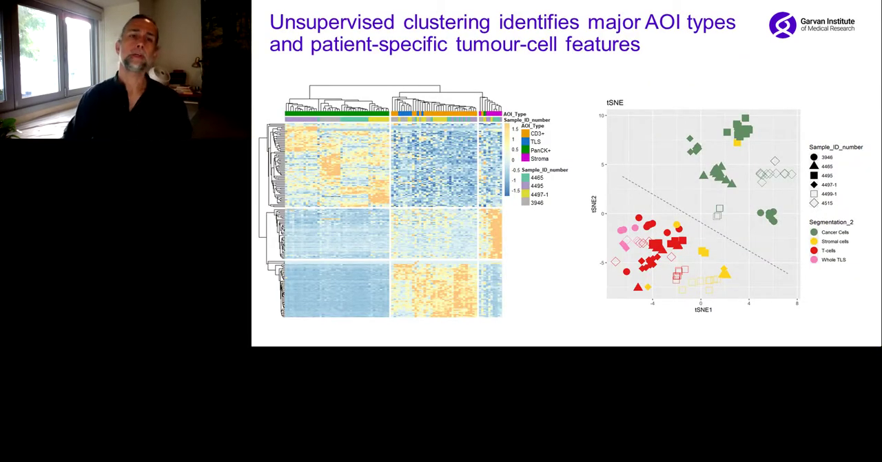So now using unsupervised clustering of this gene expression data from each of these areas of illumination, it naturally falls into blocks of gene expression here, which is really nice. The first track in the legend on the heat map here is the type of area of illumination. You can see that the cancer cells in green all cluster together. The primarily T cell and TLS derived populations cluster together, and then the stromal cells cluster together. So that's nice. The expected biology falls out here.